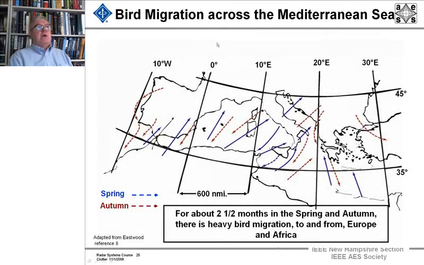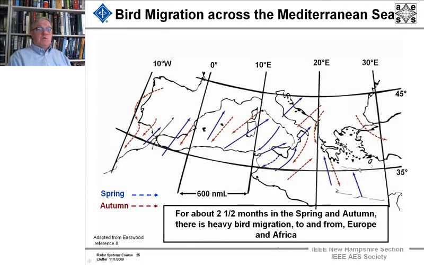And these are the bird migration patterns across the Mediterranean Sea. You could be in the middle of the Mediterranean in the fall or the spring, and there's enormous migration across the Mediterranean. So if you built a radar to work on an island out here that's 100 miles away from land, when you add up the 2.5 months of the spring and the autumn migration where there's heavy migration, there's a heavy bird population.